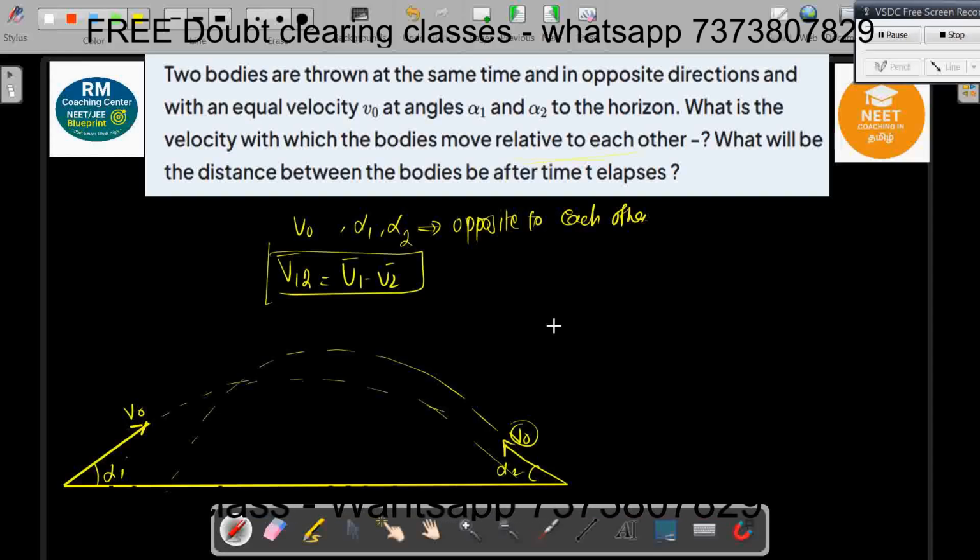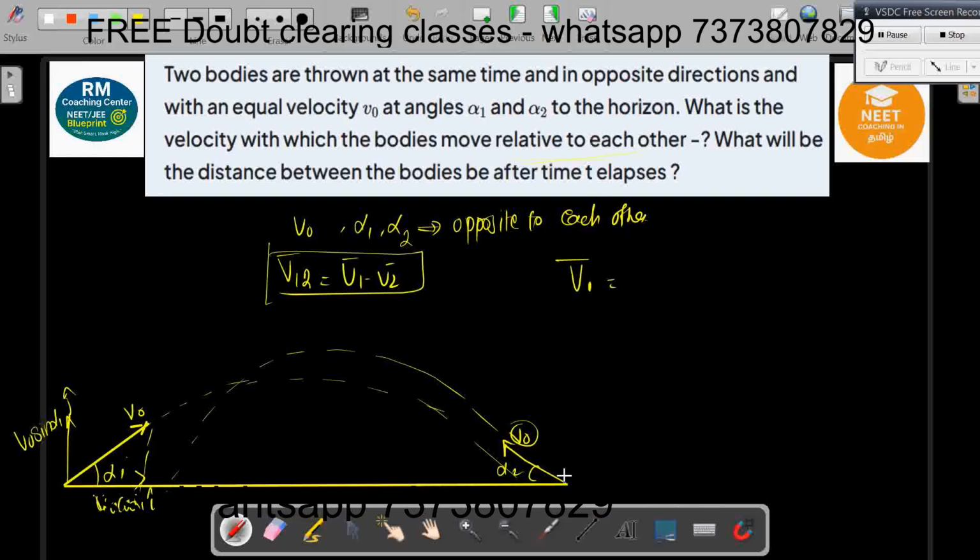I write down the equation for projectile 1. What is the horizontal component velocity? That is v naught cos alpha 1 i cap in the positive direction. The vertical component velocity is v naught sin alpha 1 j cap. Here the vertical component velocity is v naught sin alpha 2 j cap, and the horizontal component velocity is v naught cos alpha 2 i cap. Here the direction of the horizontal component velocity is changed.